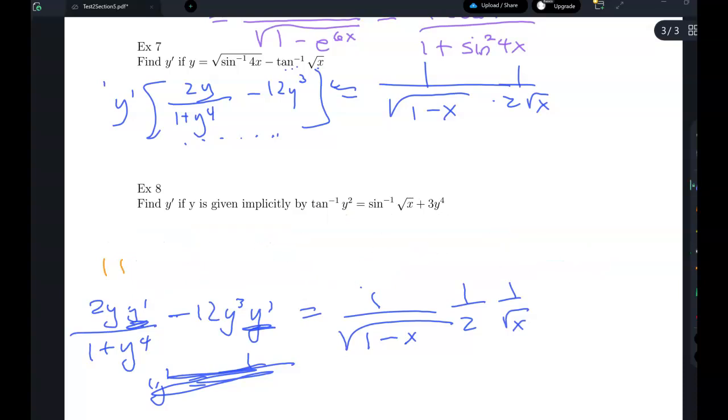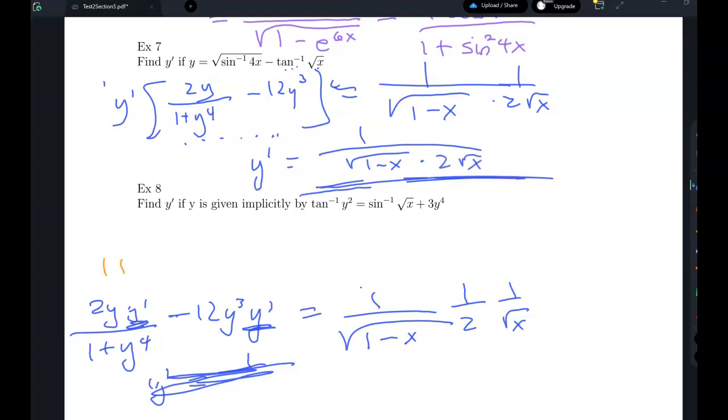So I get y prime equals, so this is going to be a very big, ugly, complex fraction, right? All over this. So 2y over 1 plus y to the 4th minus 12y cubed. That is pretty ugly, but there it is, y prime.